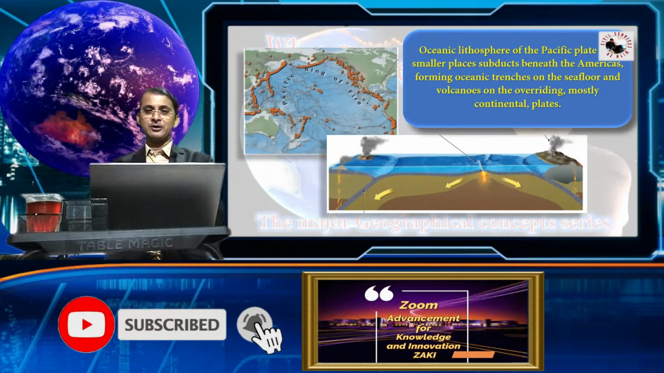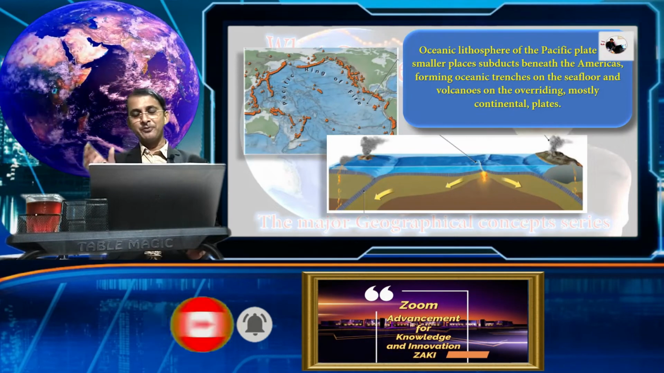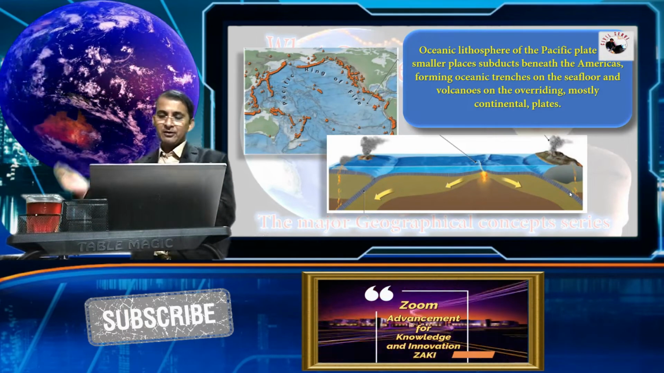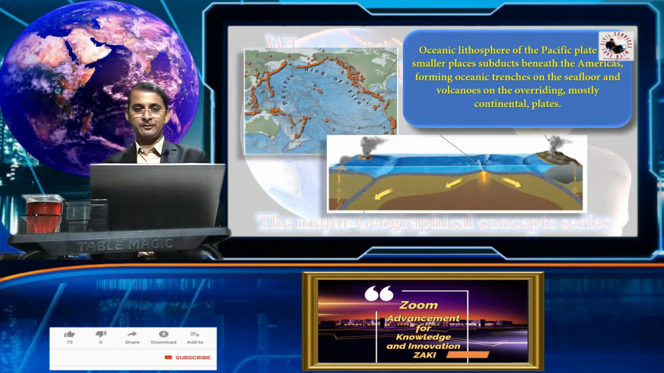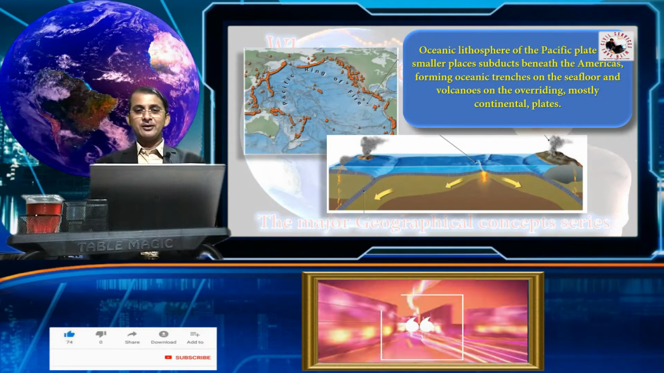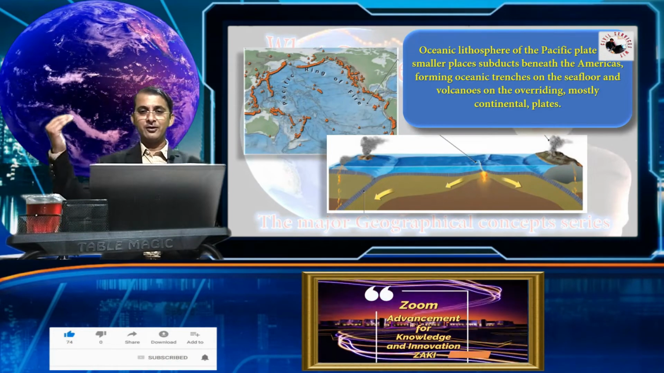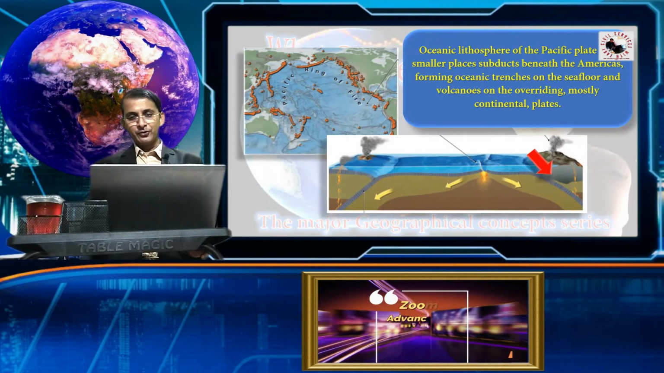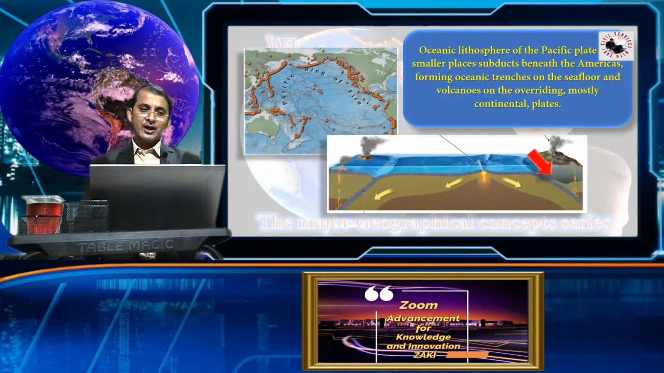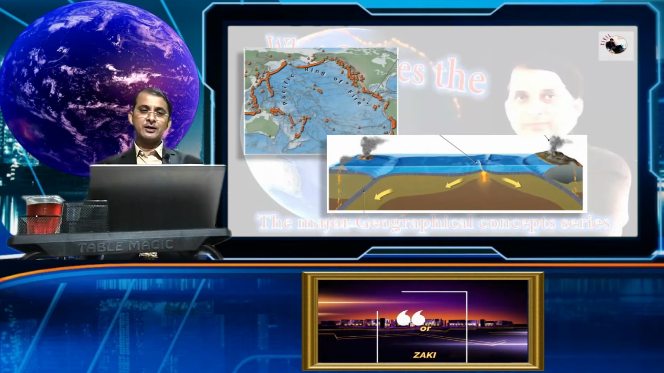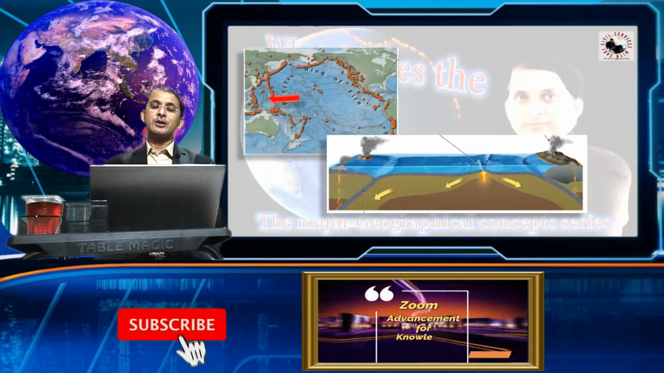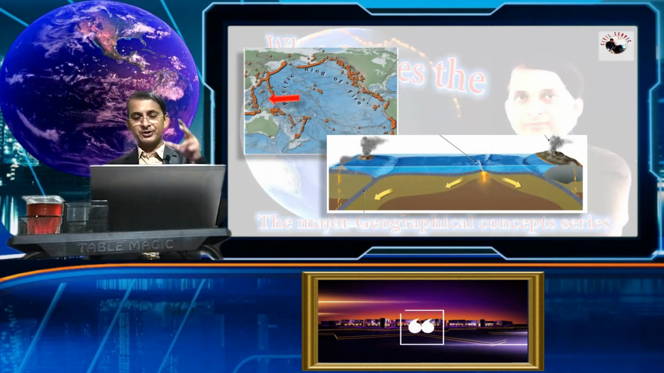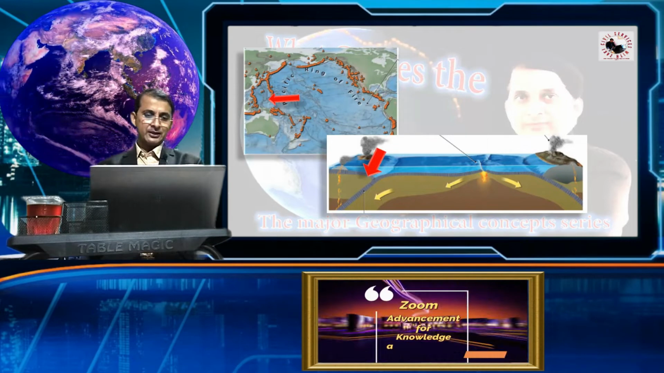After that, the oceanic lithosphere in the Pacific plate subducts beneath America. See here, this plate goes to the South American continental plate and they subduct, forming ocean trenches on the seafloor and volcanoes on the mostly continental plate on our right. See these volcanoes here, and also here. On the other side is the Western Pacific, where the deepest part of the world, the Mariana Trench, is situated.